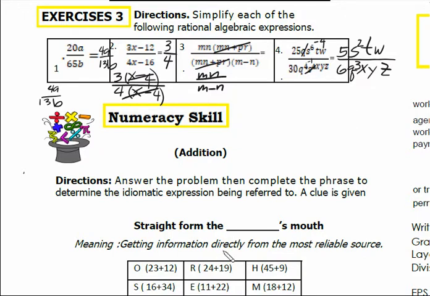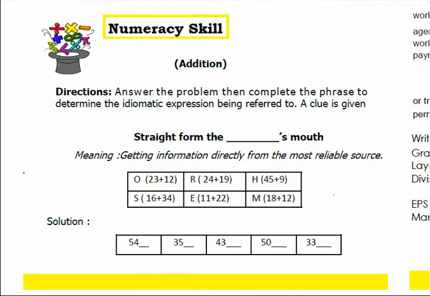And we move on to the numeracy skill. Okay, the last for this module, numeracy skill. This is just easy. So this is the sum. Let me read the direction. Answer the problem, then complete the phrase to determine the idiomatic expression being referred to. A clue is given: straight from the blank's mouth, meaning getting information directly from the most reliable source. So let's do this. We have to answer this.